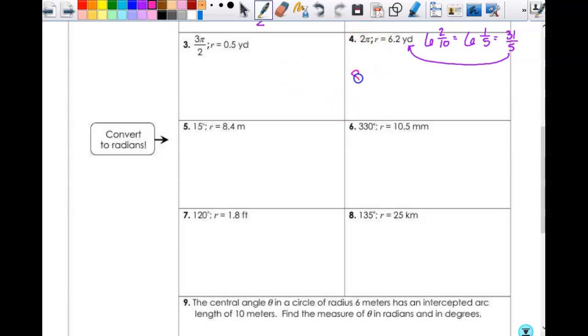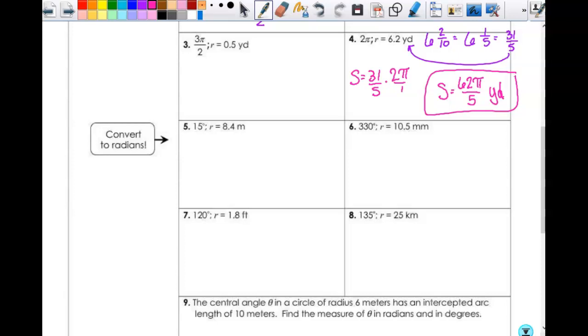So then S is equal to R, which is 2 pi. No, it is not 2 pi. R is 31 over 5. It doesn't matter what order they're in, I just don't want to confuse you. Times 2 pi over 1. So your arc length then is 62 pi over 5. And what are our units? Yards. Okay. Easy enough? I mean, it's just substituting into a formula. You just got another formula.